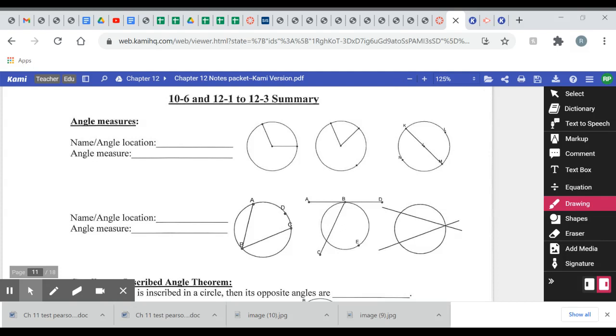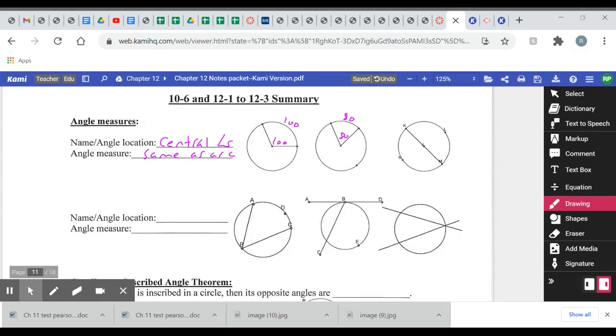So in this case, if you look at the first three pictures here, those are all pictures of central angles. In all of these cases, the angle measures are the same as the arc. So if I said that this central angle was 100, then I would know this arc would also be 100. Or if I knew that this arc was 80, I would know the central angle was 80.